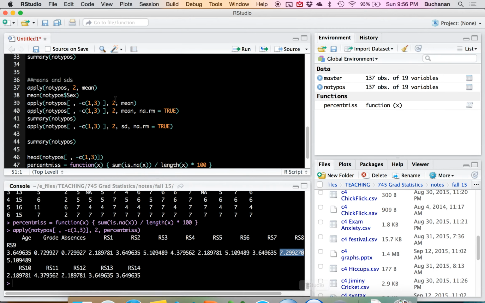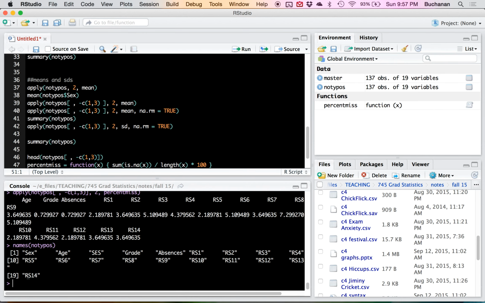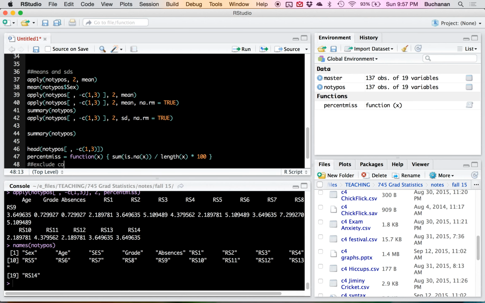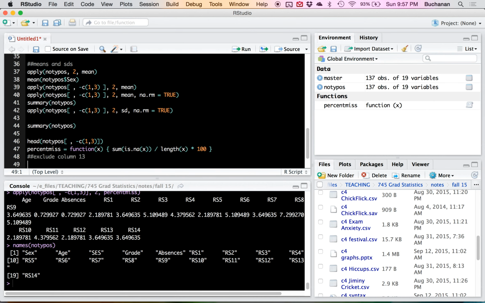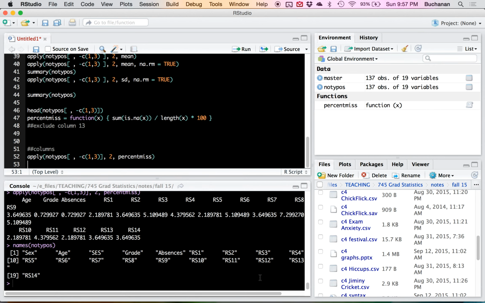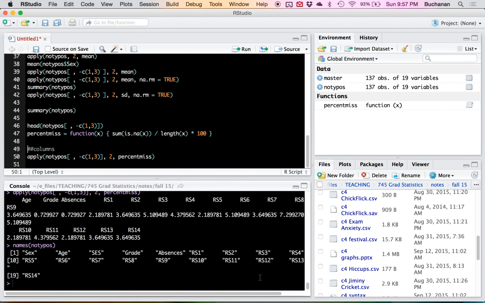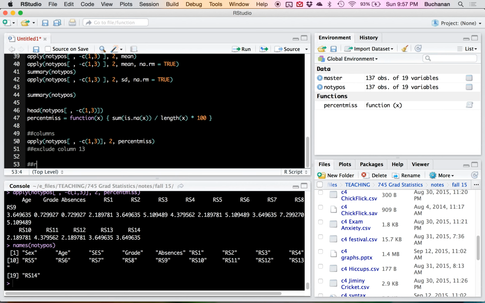Let me go back here. I am going to just real quick do names and then do no typos again. And I'm going to count for RS8. So RS5 is 10, 11, 12, RS8 is 13. So I want to exclude column 13. Now there are fancier ways to do this, but I'm going to do this kind of by hand just so you can see what I'm doing. Oh, and did I just type apply on the bottom? Oh, no, I did it down here. Sorry. There we go. Now let's do rows.